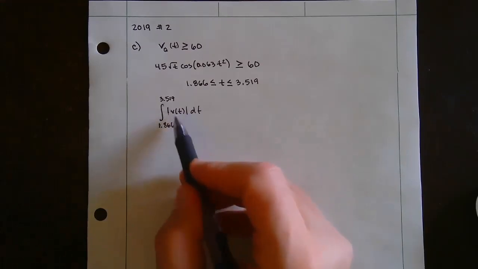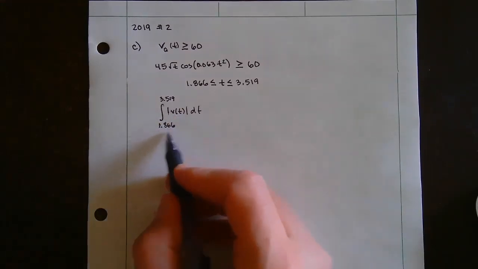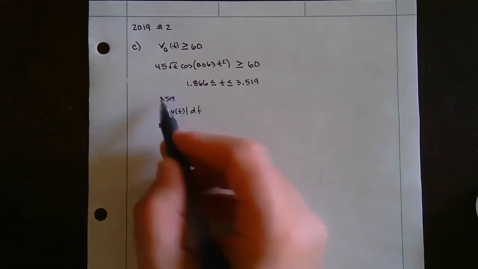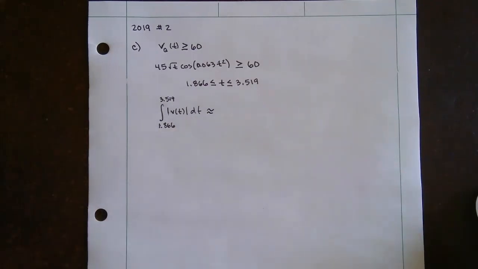Now, to do this integral, it's really hard to do by hand, so we're going to do it in the calculator. We're going to integrate from A to B of this. So I'm going to put in a little approximation, and then we're going to go to our calculator and put this in. So let's go to the calculator.